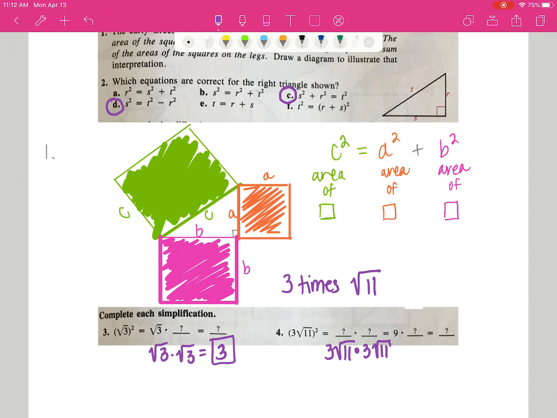So when we think of that as the multiplication that it is, we can take 3 times 3, which is where that 9 is coming from. 3 times 3. And then the square root of 11 times the square root of 11 is just 11. And 9 times 11 is 99. So that's the answer to 2, 3, and 4. And those are very, very important skills that you should have down pat when you are working with the Pythagorean theorem and lots of other areas in geometry.